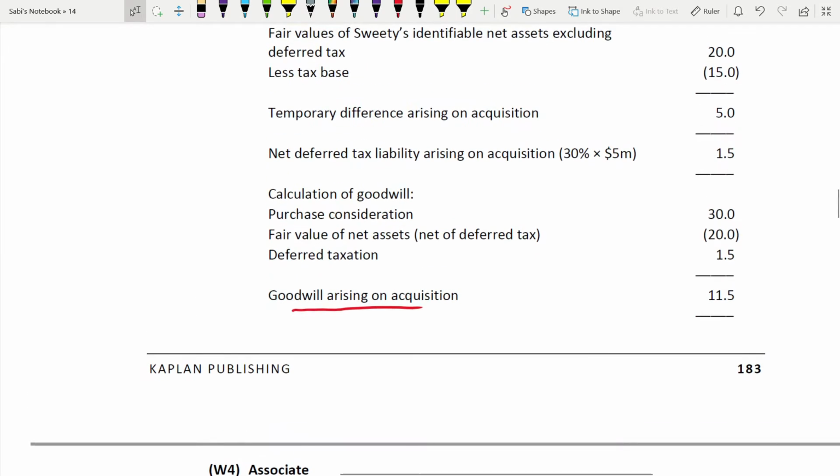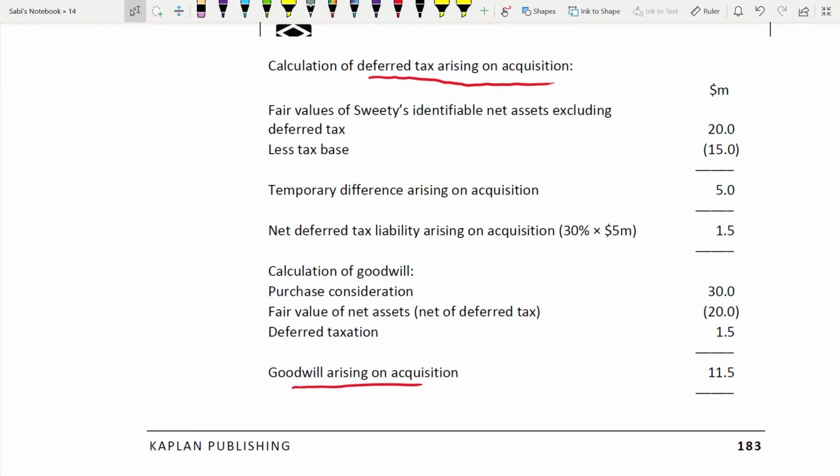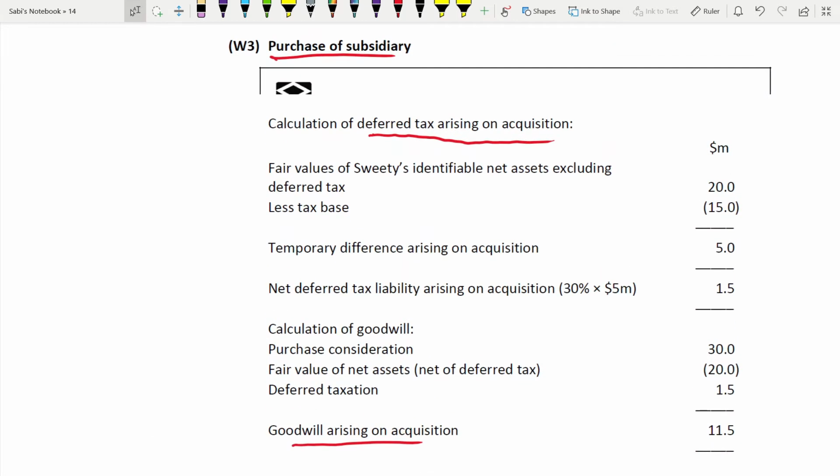Because you see this is what happens to most of you also. You are memorizing the calculation of goodwill: purchase consideration plus fair value of NCI minus fair value of net assets. So I was looking for that NCI, it's not there. If it's not there, then it's just purchase consideration minus fair value of net assets. In the net assets we need deferred taxation. Remember, in the fair value of net assets, deferred taxation was excluded, so you need to include it to calculate goodwill arising on acquisition, because you have to add this to the opening balance, then compare with the closing balance, then the difference is impairment, which we need for working 2. So that's why first we have to find the deferred tax arising on acquisition.